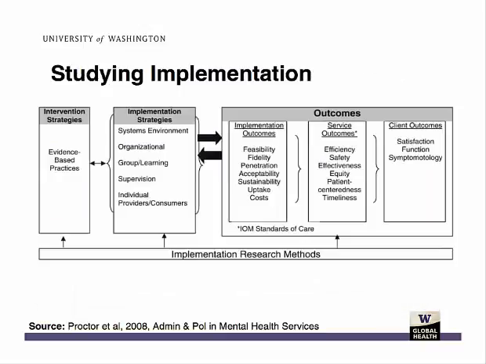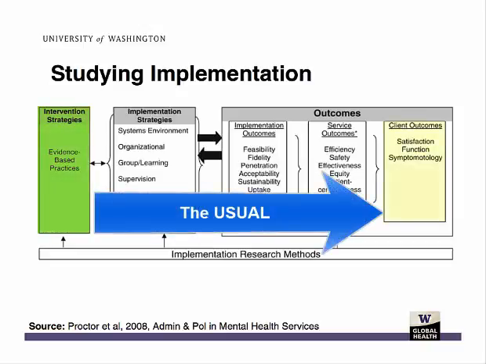What you can see here in this graphic from Proctor and colleagues in 2008 is your classic logic model, where typically we focus on, do intervention strategies, the usual, lead to client outcome improvements in client satisfaction, improved functioning, or improved symptomatology. While implementation science has typically focused on the inner workings of implementation strategies, implementation outcomes, and service outcomes.